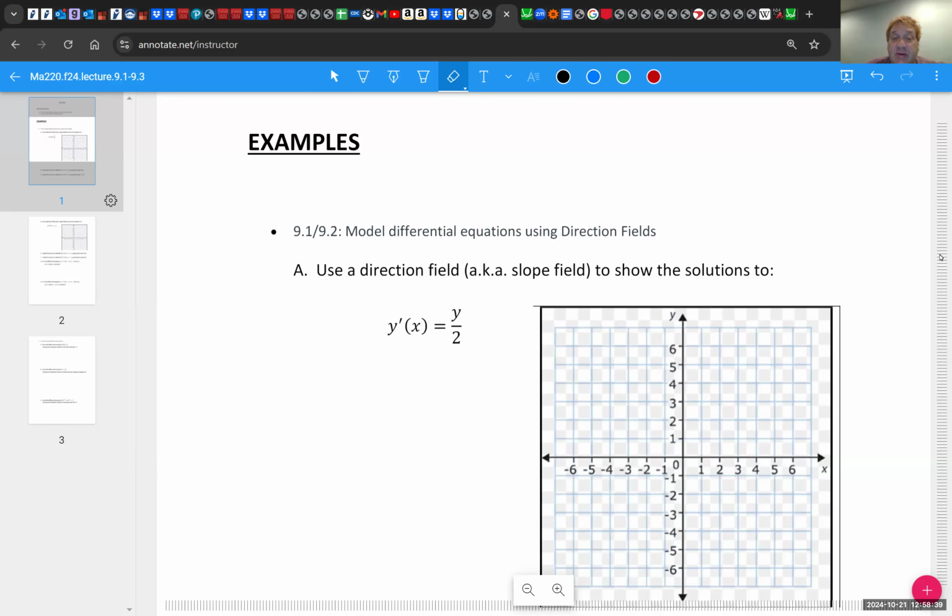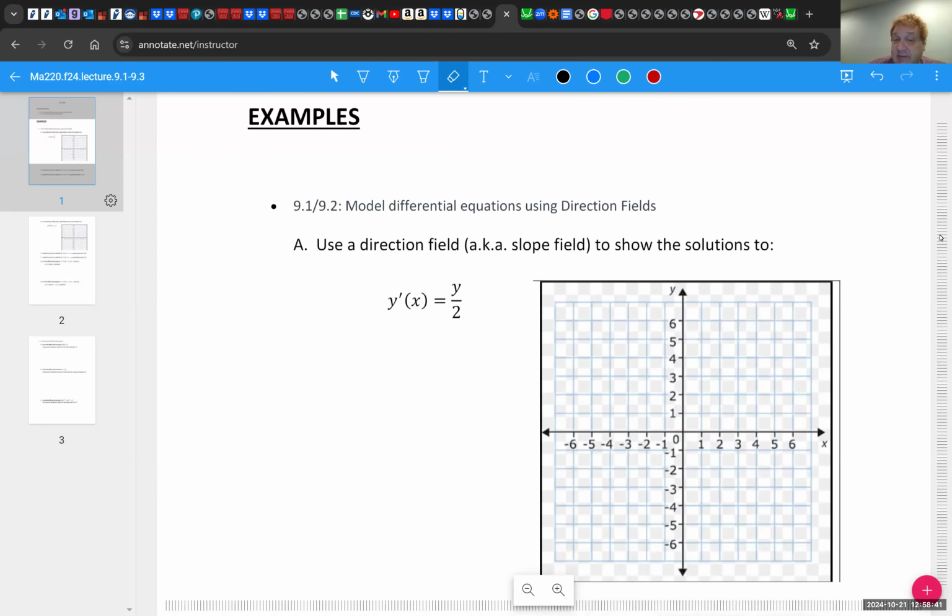So the first example here I have y'(x) is equal to y/2. And just to be clear, this is the same thing as dy/dx equals y/2. So this is a differential equation because it's an equation with a derivative in it. And it can have other variables. In this case, it has the variable y. It doesn't have the variable x.